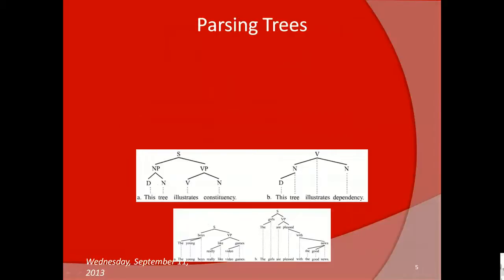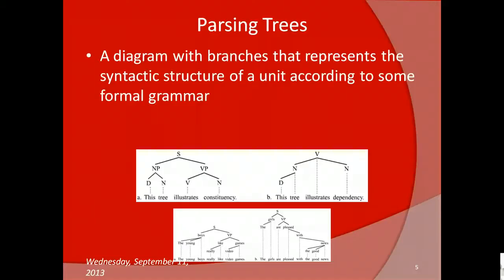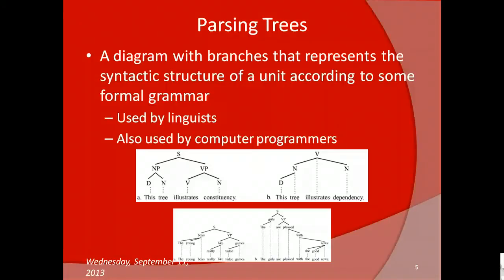Here's the method that we're going to use in AP Lang this year, the parsing tree. It's a diagram with branches that looks like a tree, and it represents the syntactic structure of any unit according to some formal grammar. It's used by linguists, by general grammarians, and also by computer programmers. It's just a really good visualization of any sort of structured language, which computer code is. So this is what we're going to be dealing with, and it looks something like these.